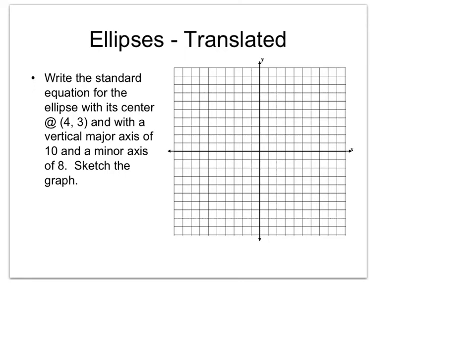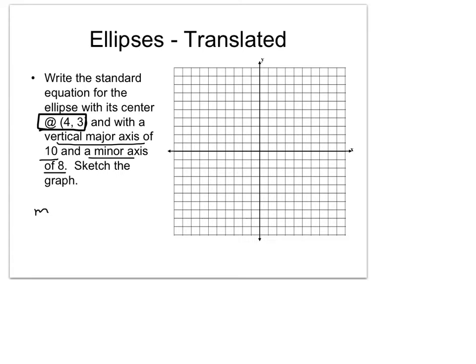Okay, so now we're going to write the equation of a translated ellipse, but instead of giving the equation, we're going to go ahead and work with the description. So we need to pull the pieces apart from what's being described. We have a center at (4, 3), which tells me about the translation. We have a vertical major axis of 10 and a minor axis of 8.